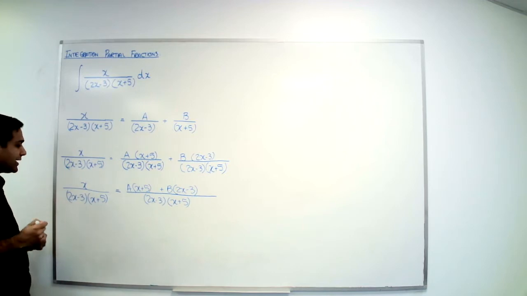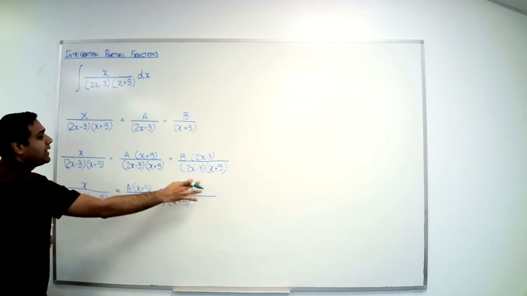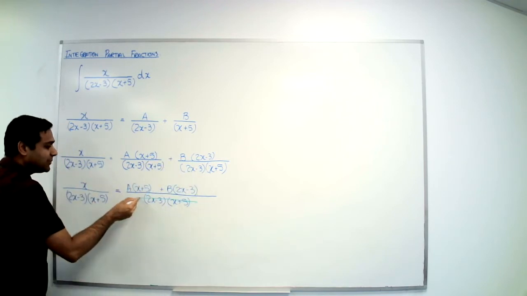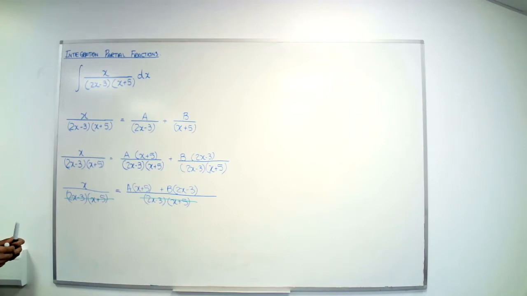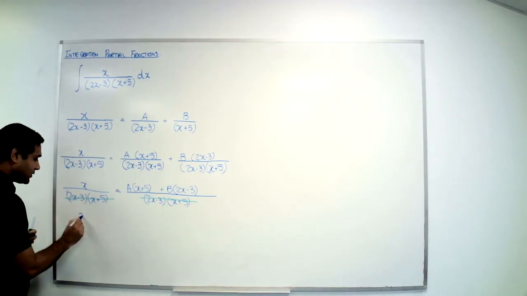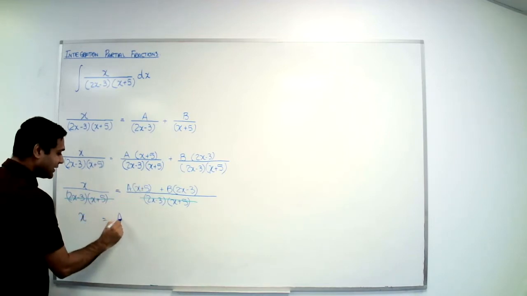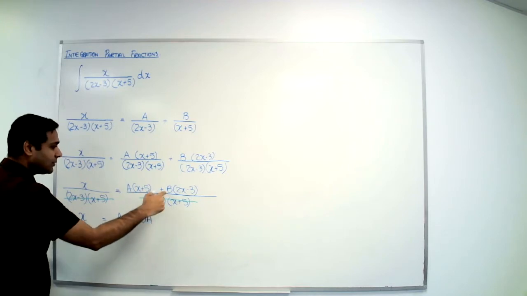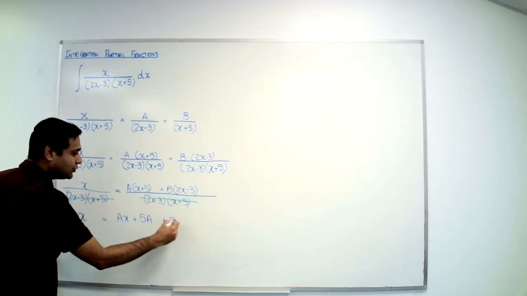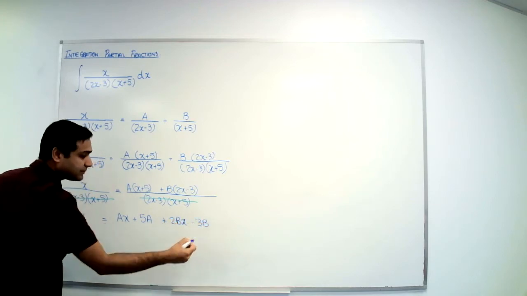Now, because this denominator and these denominators are the same, you can just cross this bit and cross this bit. When you cross that one, what you got here is you just got a simple x. And on this side, you need to multiply the a inside. So that becomes ax plus 5a. Multiply the b inside. 2bx minus 3b.